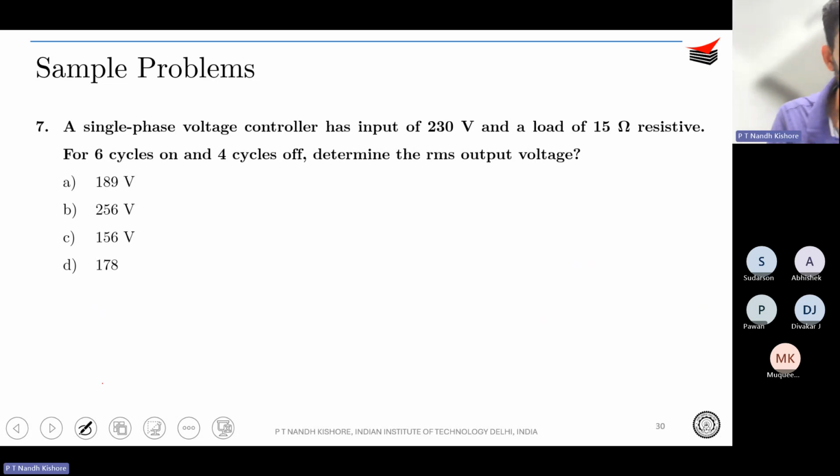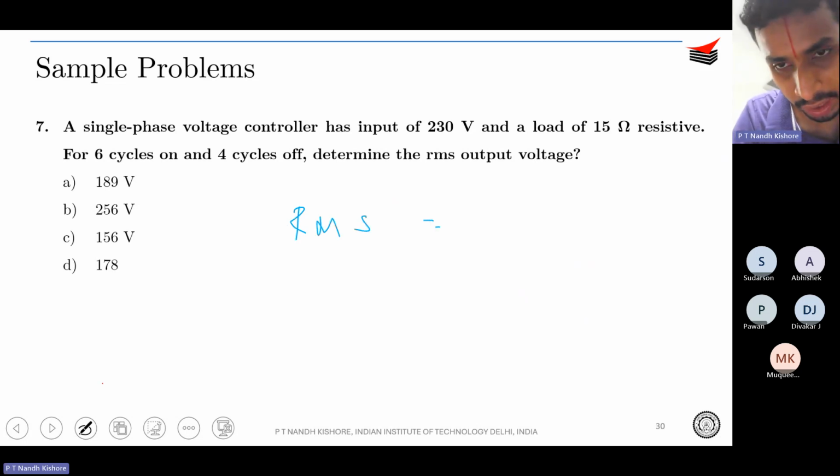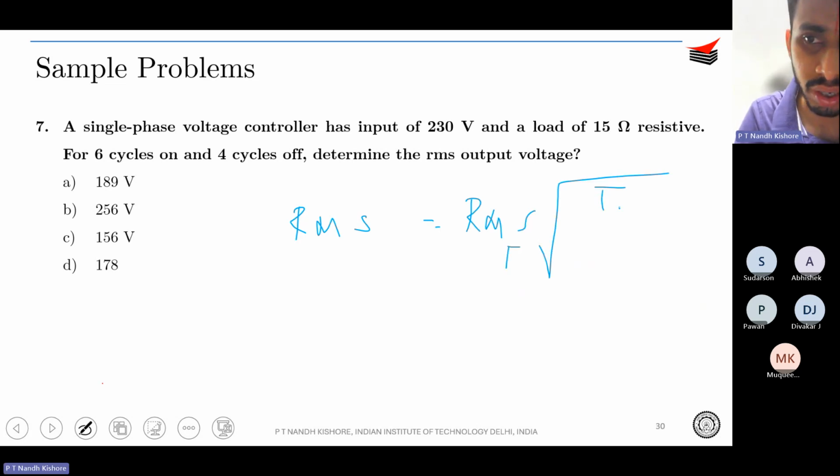A single phase voltage controller has an input of 230 volt and a load of 15 ohm resistive. So R is given, again V RMS is given. For 6 cycles on and 4 cycles off, determine the RMS output voltage. As I told earlier, the basic definition of RMS is: if you want to find the RMS of something, it is the RMS total into root over T on by T, right?